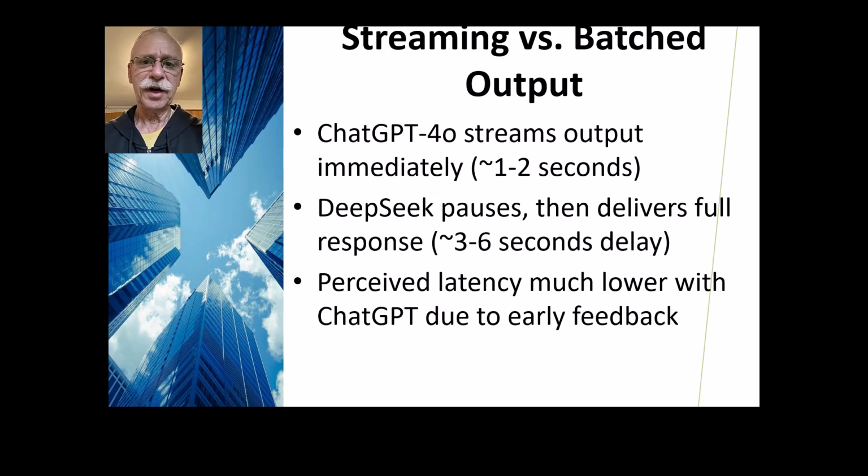From the first prompts, their behavior diverged. ChatGPT 4o begins streaming text almost immediately, often within 1 to 2 seconds. This gives users a sense of progress, even if the final thought hasn't been completed. DeepSeek R1, in contrast, pauses, sometimes for 3 to 6 seconds, then delivers its entire answer all at once. No partials. This difference may seem subtle, but it has a huge impact on user perception of latency. Even if DeepSeek returns the full answer 0.5 seconds faster, users perceive ChatGPT as faster because it starts responding earlier.